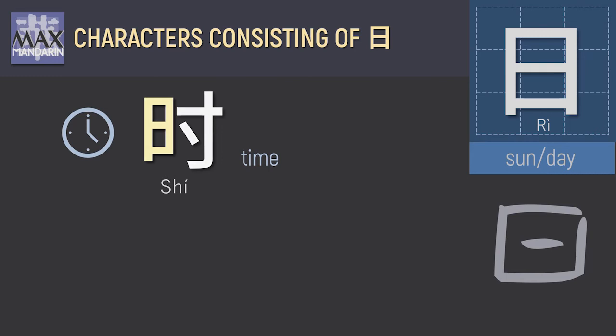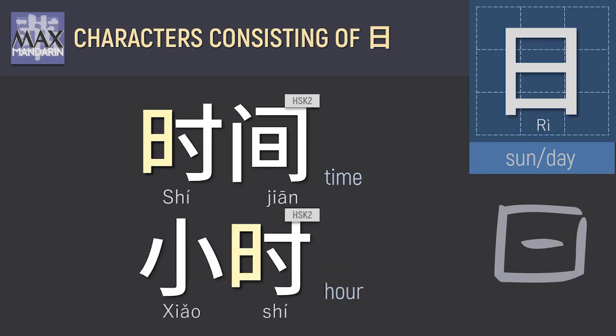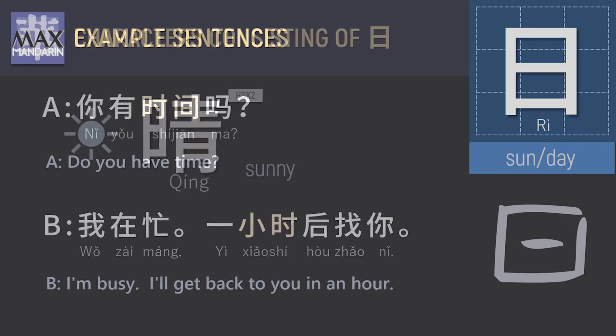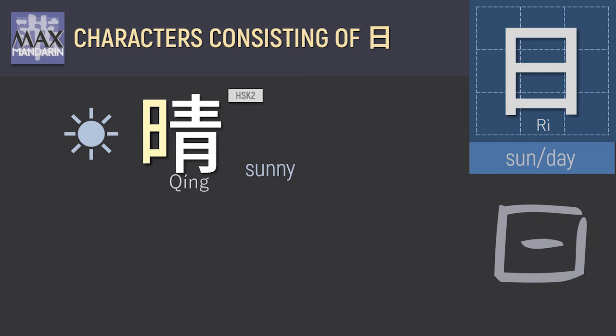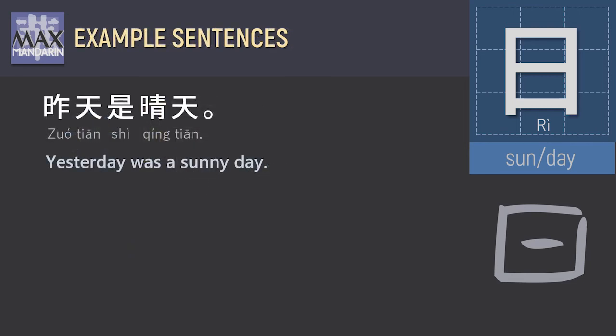Common words using the character 时 include 时间, time, and 小时, hour. 你有时间吗? Do you have time? 我在忙,1小时后找你. I'm busy. I'll get back to you in an hour. 日 is also the radical of the character 晴, sunny, as the sun can be seen on a sunny day. 昨天是晴天. Yesterday was a sunny day.